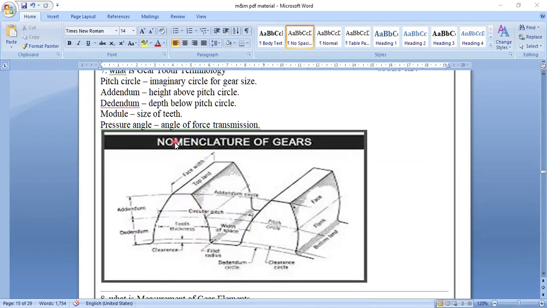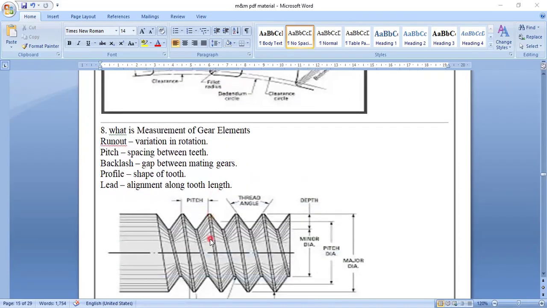Next, pressure angle, the angle of force transmission. So this is the pressure angle here. That shows for this angle of force, how much is to be transmitted.